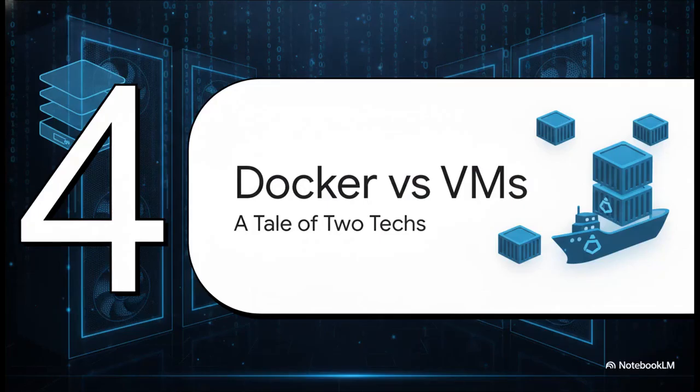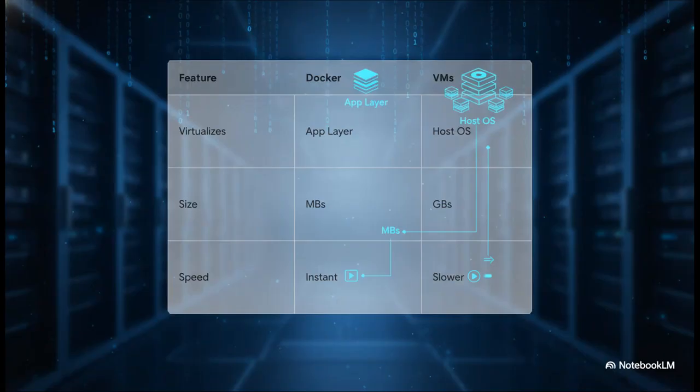All right, Section 4, Docker versus virtual machines. Now you might be sitting there wondering, wait a minute, haven't virtualization and virtual machines existed for years? Why is Docker suddenly taking over the entire software world? Well, the answer really just comes down to size and speed. Unlike heavy virtual machines that virtualize the entire underlying operating system kernel, Docker only virtualizes the application layer. VMs take up gigabytes of space because they have to carry a whole guest operating system with them.